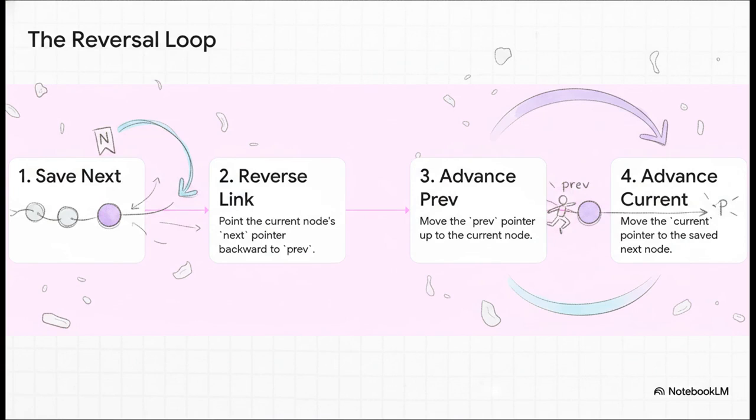Get ready for this 4-step dance. We're going to do this over and over for every single node. First, save our spot. Second, flip the pointer. And third and fourth, just scooch prev and current 1 step forward to do it all over again. Save, flip, move, move. That's the rhythm.